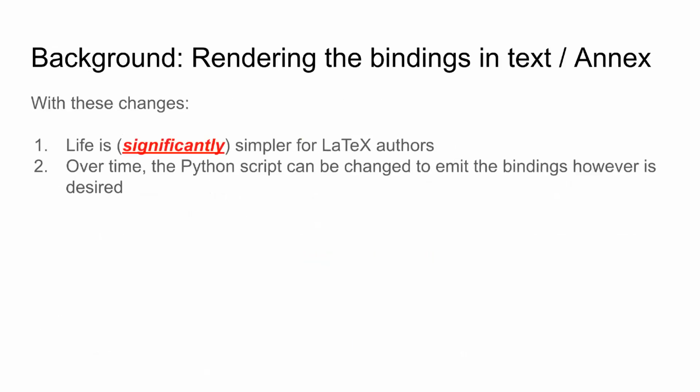And over time, we can also change this Python script to emit the bindings however we want to. And as I said on a previous slide, of course, we're working with Bill Gropp on this. Bill Gropp is in favor of this. We're iterating back and forth to make things the way that we want them. But he's in favor of automation like this.